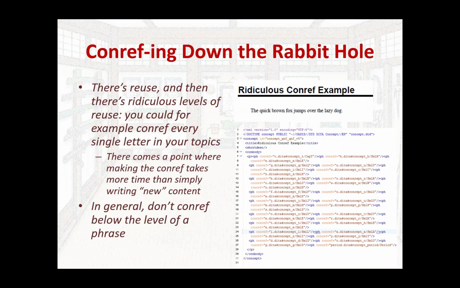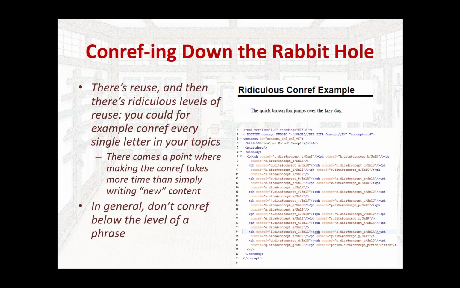So yeah, I think I've covered that off. The other problem I've seen with ConRefs is you don't want to do ConReffing down the rabbit hole. There's reuse, and then there's ridiculous levels of reuse. You could, for example, ConRef every single letter in the alphabet in your topics, and the example on the right is the quick brown fox jumps over the lazy dog, and I've ConReffed every single letter in that, and that's what the code looks like underneath it.